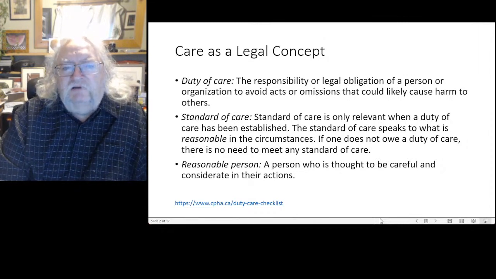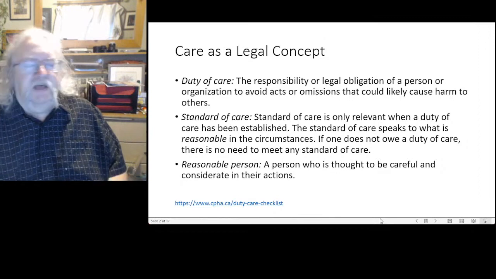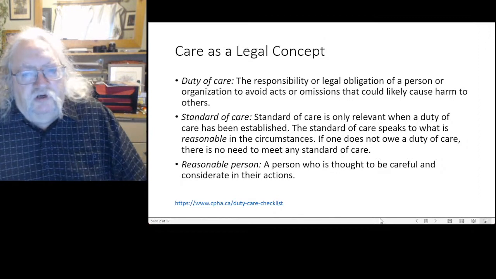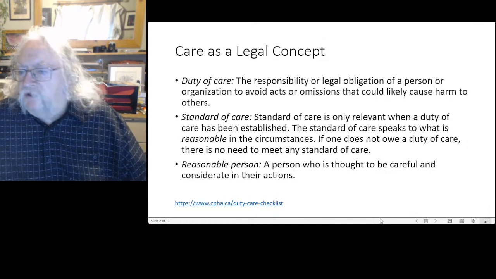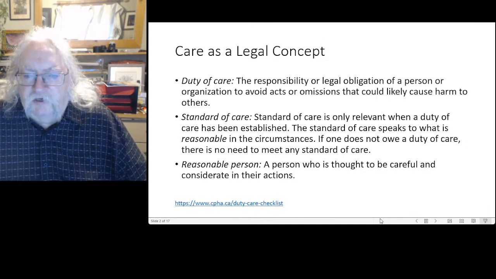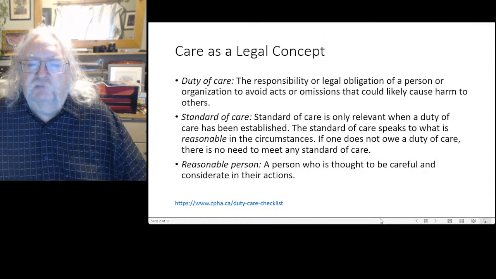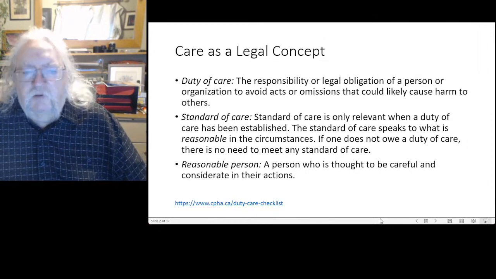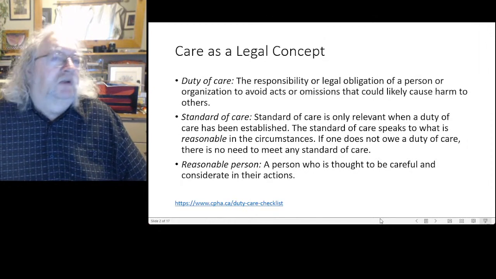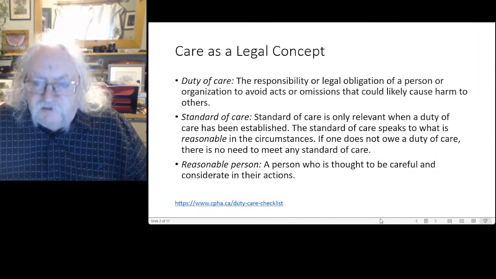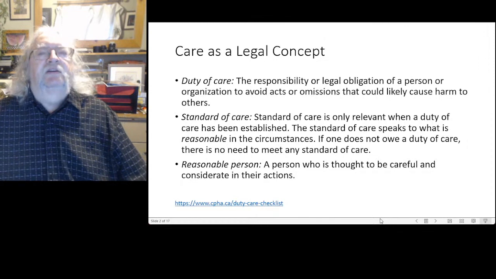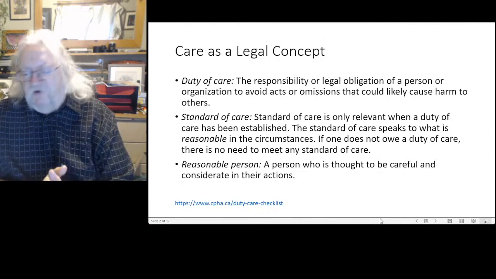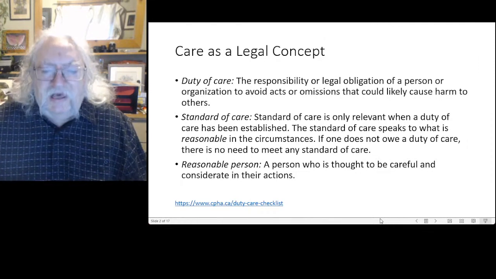This appeals to what we might call a standard of care. And take note of the terminology, because we'll come back to that. Which is only relevant when a duty of care has been established. And it speaks to, again, according to the same website, what's reasonable in the circumstances. So if there's no duty of care, there's no need to meet a standard of care, which seems very odd, but there you have it.